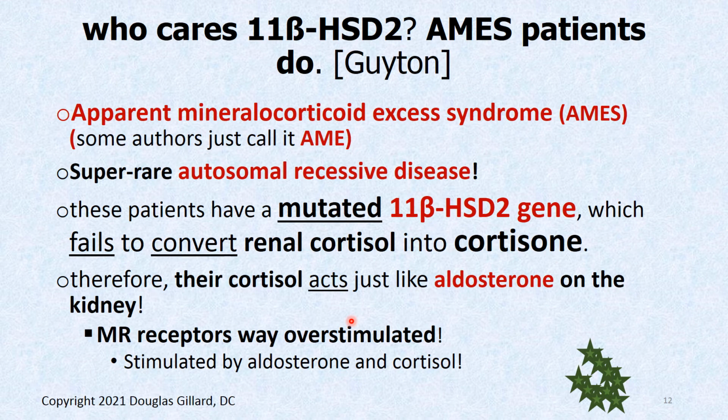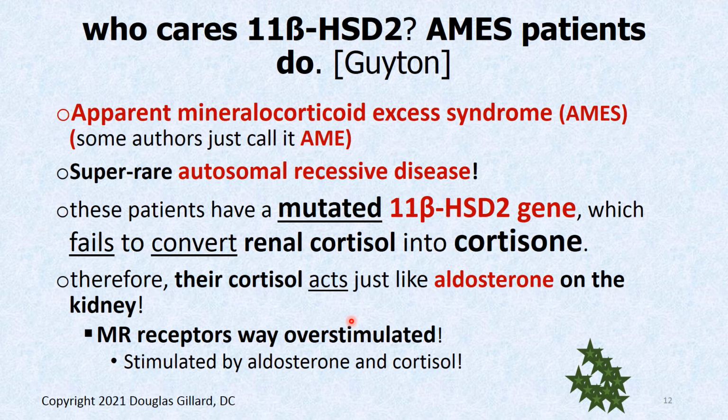Who cares about 11beta-HSD2? There's a condition, and there's another condition. People who love licorice have to be careful. The condition is called AME, A-M-E-S, apparent mineralocorticoid excess syndrome. It's a super rare autosomal recessive disorder. In these patients, the gene that makes 11beta-HSD2 is mutated, so you have a dysfunctional 11beta-HSD2 gene, and it doesn't work.